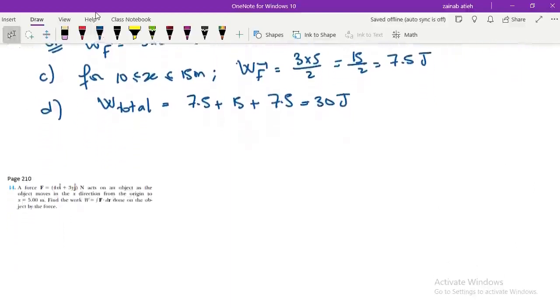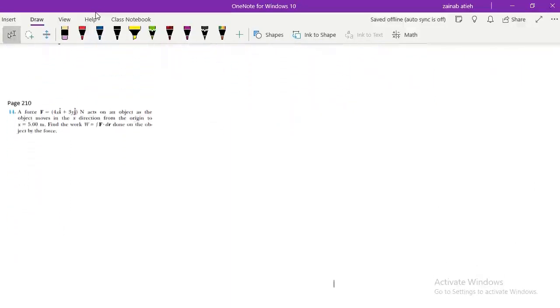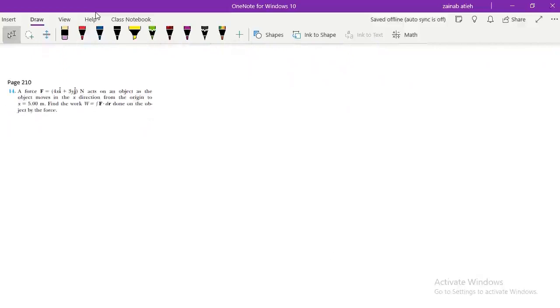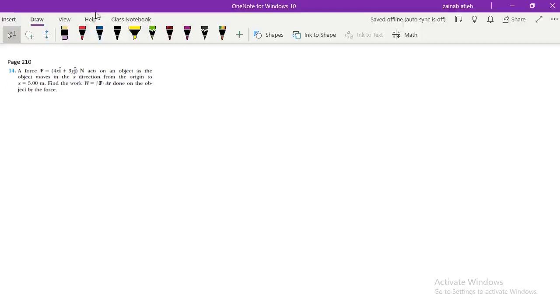Let me move to problem 14 in the same page. It says a force F equals 4xi plus 3yj Newton acts on an object as the object moves in the x direction from the origin to x equals 5 meter. Find the work done on the object by the force. As you can see, our force is not constant. It contains x and y, so it's a variable force.